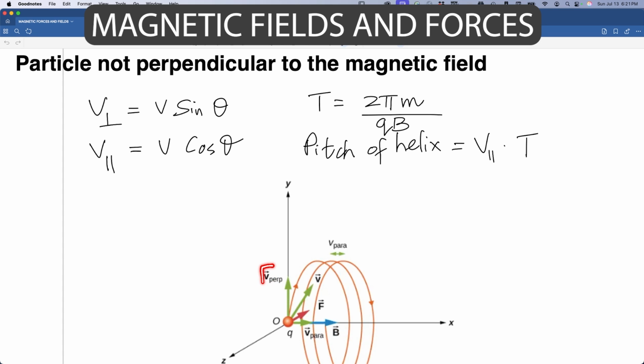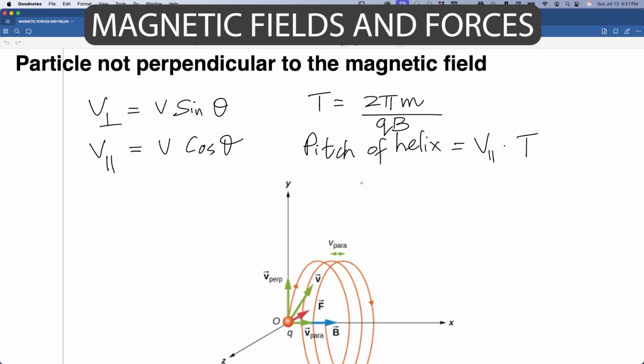This component is going to make it move in a circular path. The perpendicular component makes it move in a circular path, while the parallel component of the velocity makes it move forward. So if you combine these two motions, you're going to get what's called a helix. Okay? And the pitch of the helix means the distance between consecutive circles.